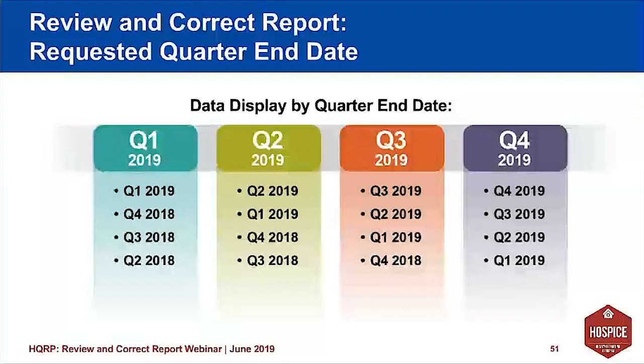If you requested quarter 2 of 2019, you would get that quarter, and you would get the 3 previous consecutive quarters of data. So you would end up having quarter 3 of 2018 through quarter 2 of 2019 on that report. Quarter 3 of 2019, you would end up having quarter 4 of 2018 through quarter 3 of 2019 on the report. And then quarter 4 of 2019, you would end up having the full 2019 on that report, quarter 1 of 2019 through quarter 4 of 2019.